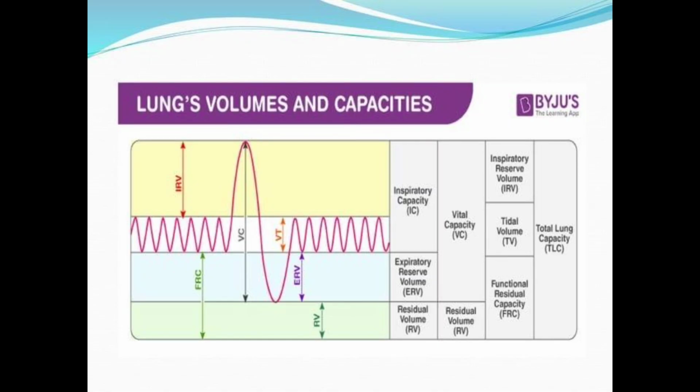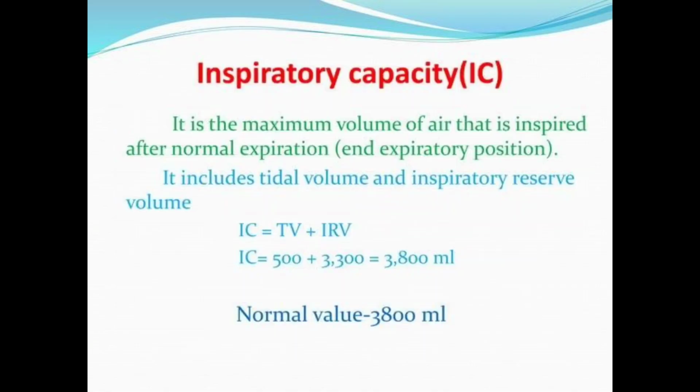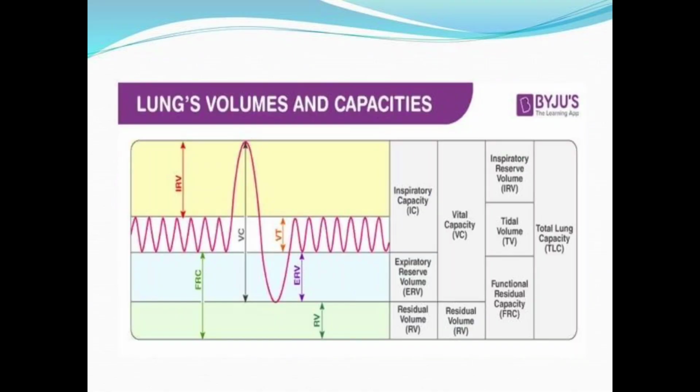So lung volumes and capacities. First, the inspiratory capacity. In the diagram you can see easily that inspiratory capacity means residual volume plus tidal volume. This total is called inspiratory capacity. And second is the expiratory reserve volume, the ERV. You can see it easily in this diagram.